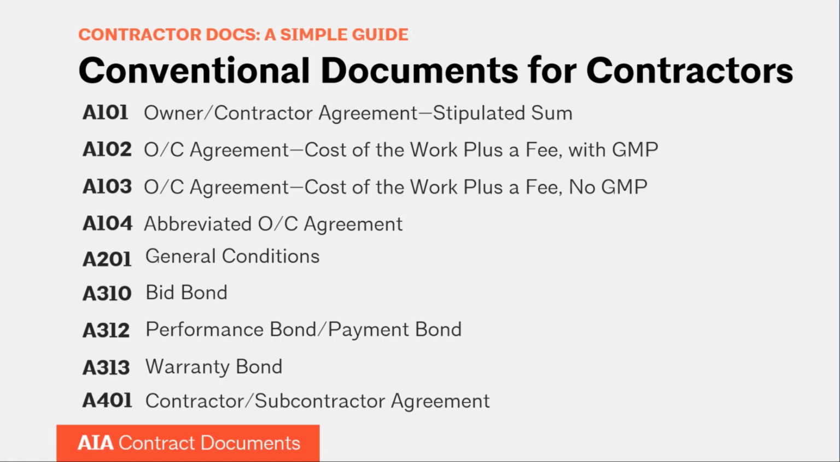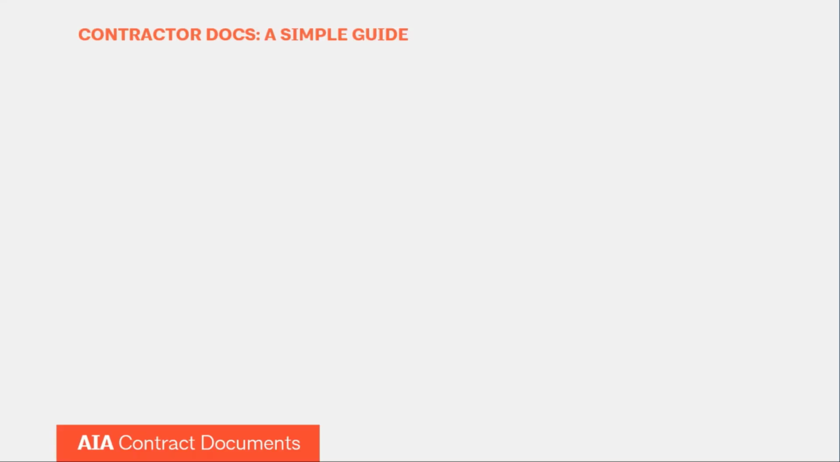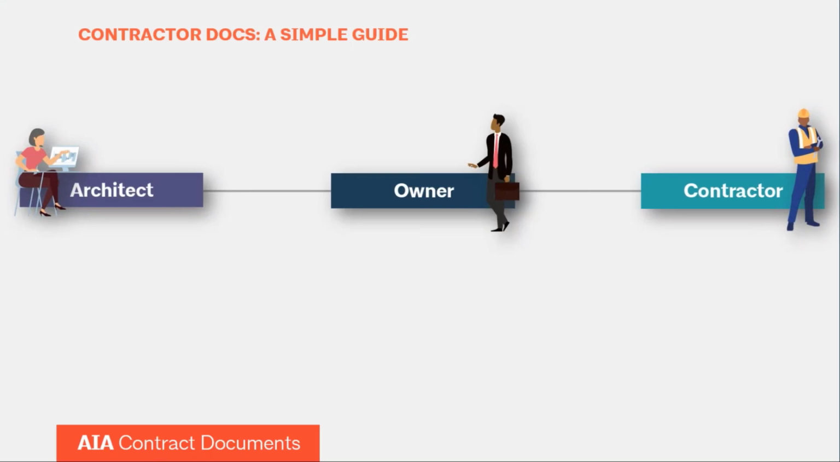So in addition to our conventional documents, and I referenced this a little bit earlier, there are also these small project documents. And just to preview, we're only going to go over one document because this family is only comprised of 2 total documents. These are our short form agreements, and they're stripped down to the essentials, basically. They're very short, and they're for small projects. So a small project is still going to have an owner with separate contracts for the architect and the contractor. And in this case, you would use the A105. This is the short form owner contractor agreement.